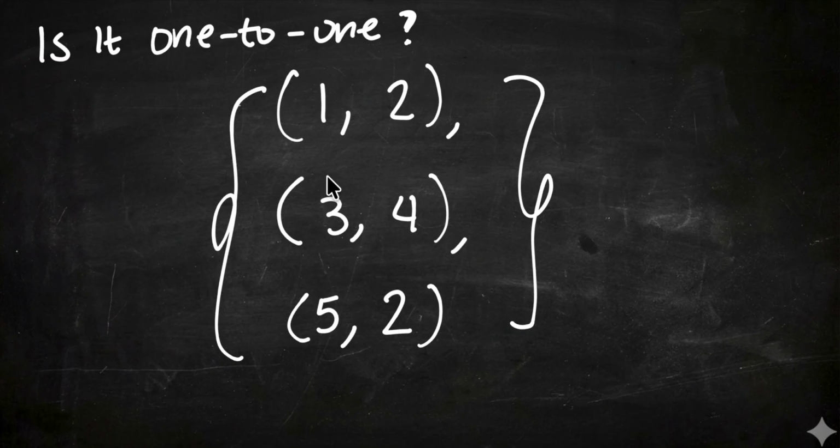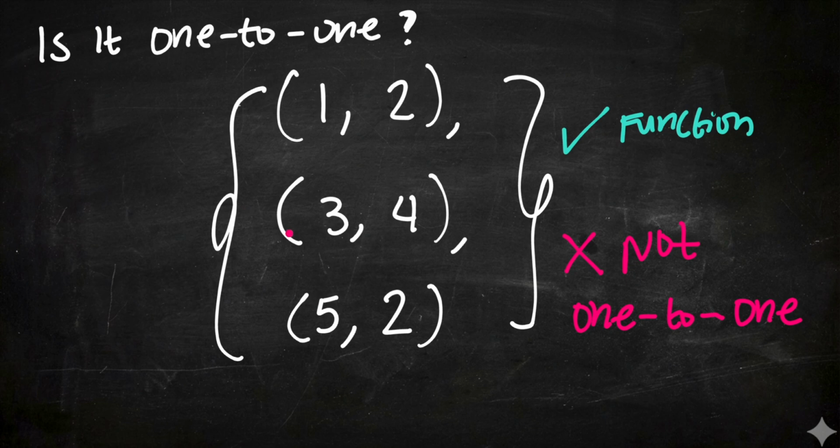So we want to identify if this set is one-to-one or not. The first thing we need to do is to check first if it's a function. And for it to be a function, we can't have any repeating inputs. There are no repeating inputs, so yes, it is a function. Now that we've identified that it's a function, we also want to check whether it's one-to-one. Are there any repeating outputs? And as you can see, the output 2 is repeating, so therefore it's not one-to-one. So this is a function, but it's not a one-to-one function.